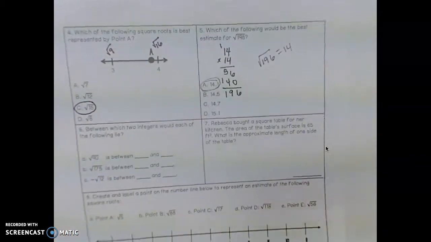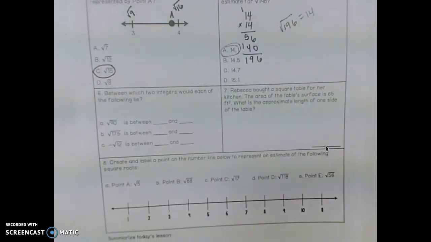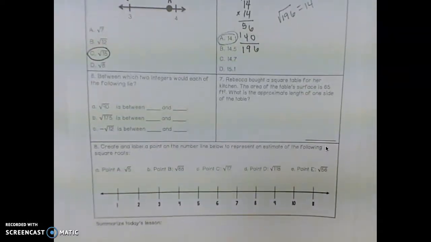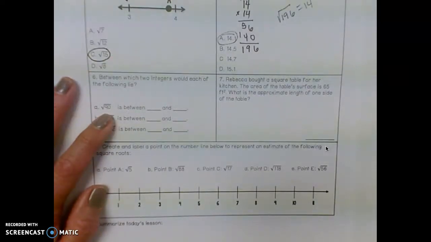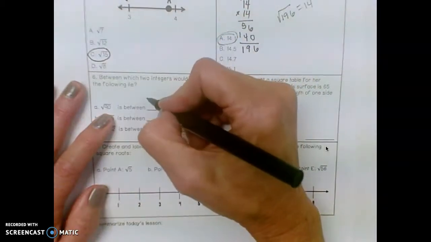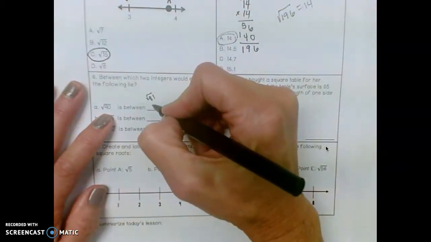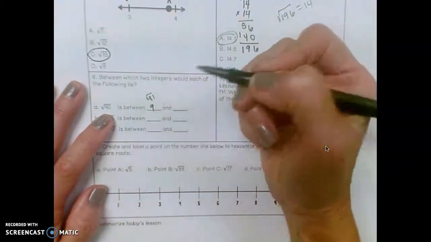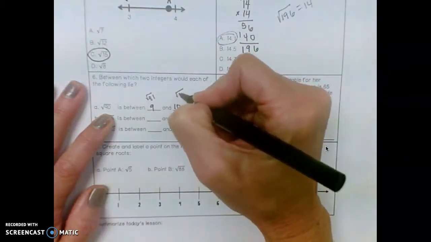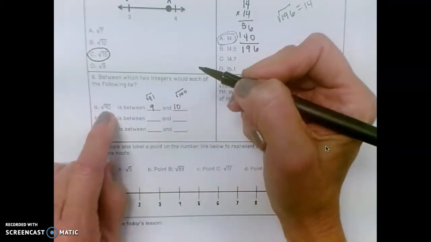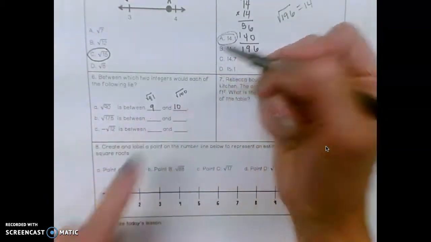Next question. Between which two integers, remember integers are whole numbers and their opposites, would the following lie? The square root of 90. Well, I know that 9 times 9 is 81, and so that would be the whole number 9. And I know after that is 10 times 10, which is the square root of 100. So I know that 90 would fall between 9 and 10.